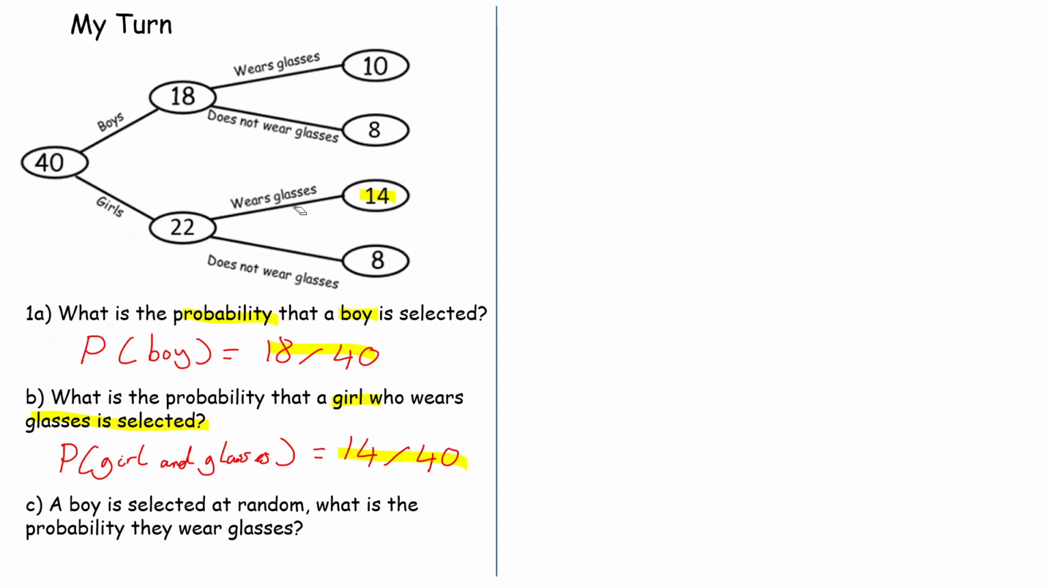Part C, let's get rid of all the highlighters here, is saying a boy is selected at random, so we know it's going to be definitely looking at the boys over here, so not girls. It's going to be out of a total of 18 and not 40, because it's got to be a boy. What's the probability that they do wear glasses? So it's got to be a boy and they wear glasses. So we're looking at this number here. So 10 out of a total of 18. So we can say the probability that they wear glasses, given they are a boy, is equal to 10 over 18. And that is your answer for part C.